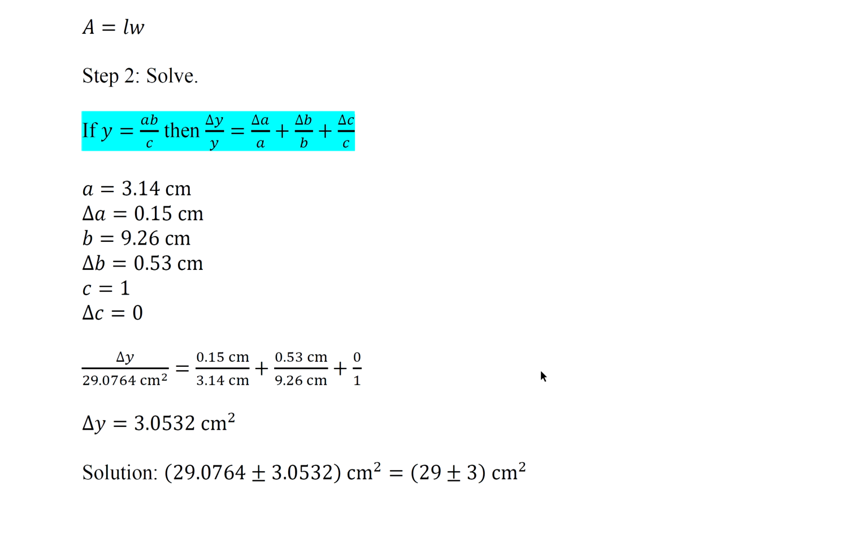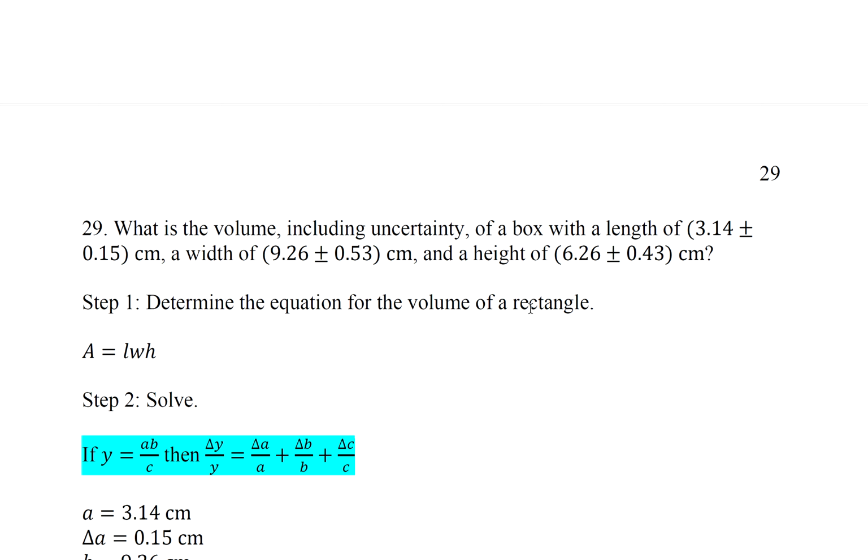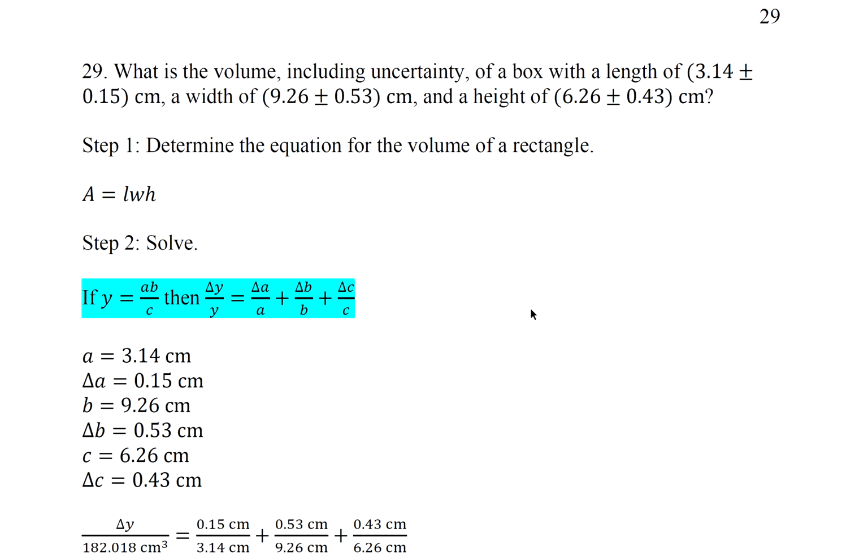So first we solved for y, and then we solved for delta y. Question 29. What is the volume, including uncertainty, of a box with a length of 3.14 plus or minus 0.15 centimeters, a width of 9.26 plus or minus 0.53 centimeters, and a height of 6.26 plus or minus 0.43 centimeters?